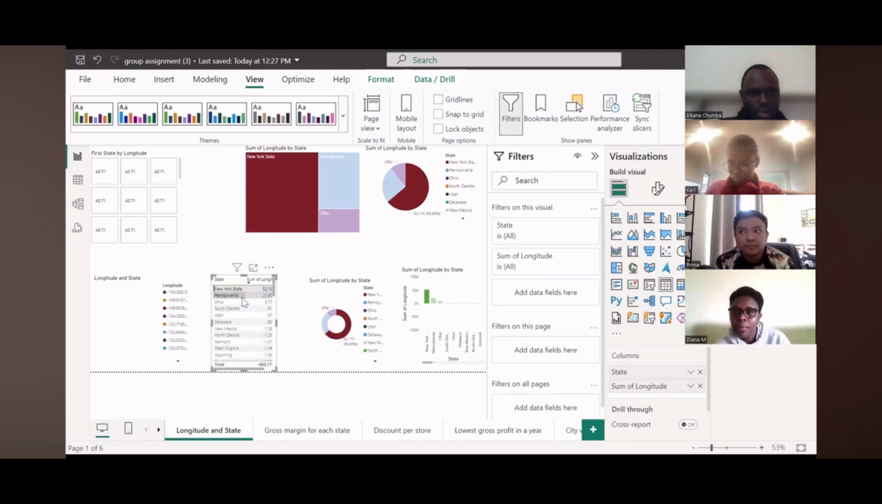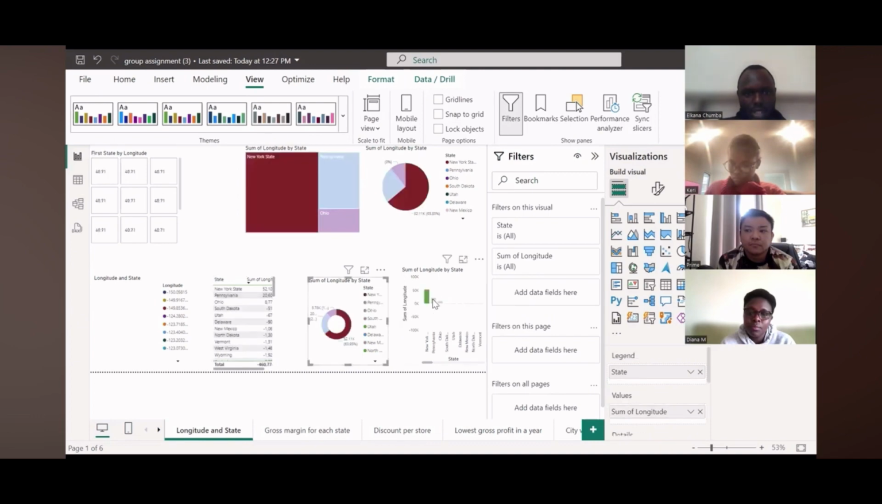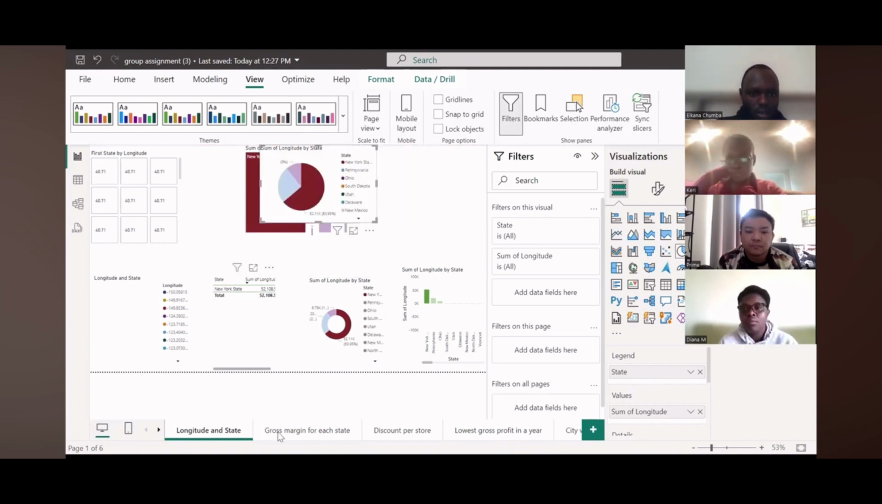Also, when you click on Pennsylvania, it gives us an interactive dashboard of the sum of longitude. And you can see data when you click anywhere in the Power BI. It will show you different dashboards and show you how interactive it is for an organization or a manager to be able to make informed decisions.